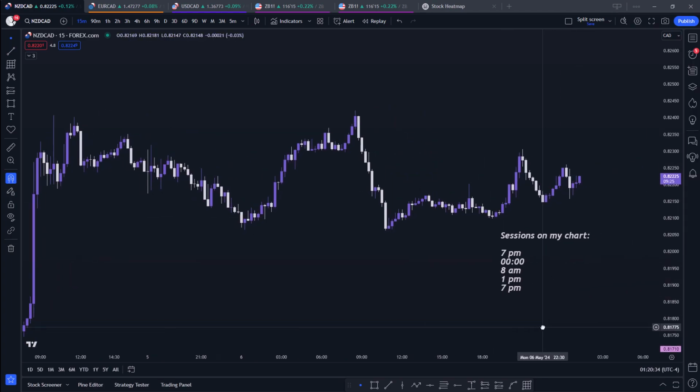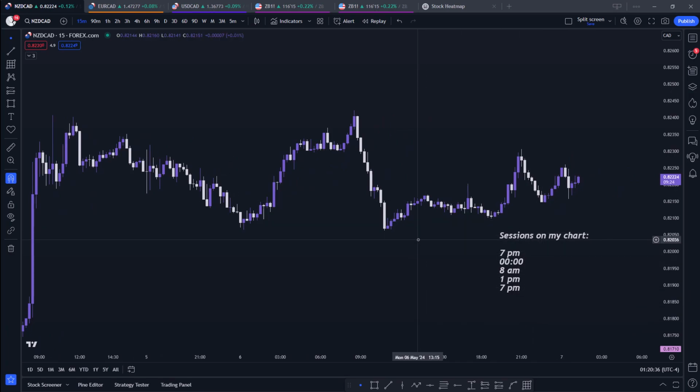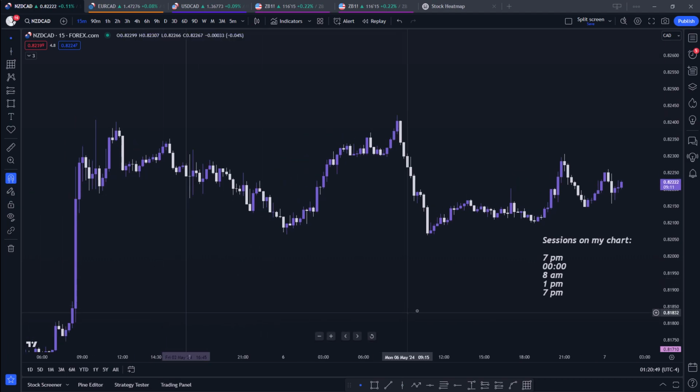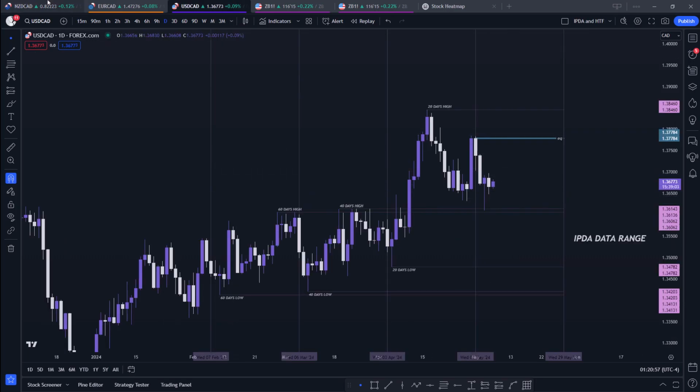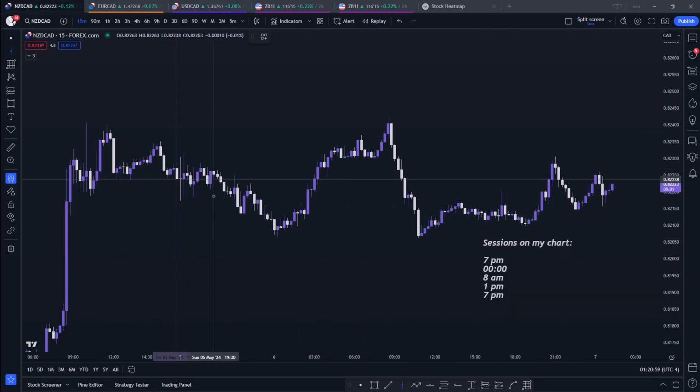So let's try and plot this out for yesterday's price. Let's see where Sunday starts. Okay, Friday ends at that point there. We want to draw out the 7 p.m. price. I'm using vertical lines to make it easy to see the sessions, the same way that we did with the IPDA data range. So we draw out the 7 p.m. price, which is all the way there.